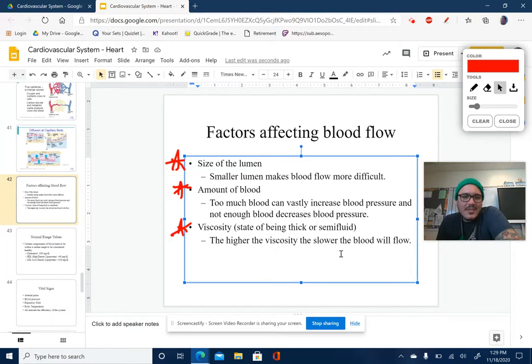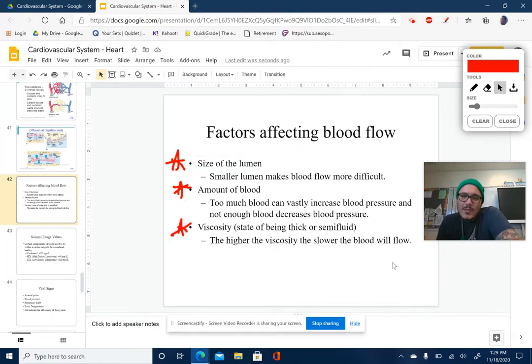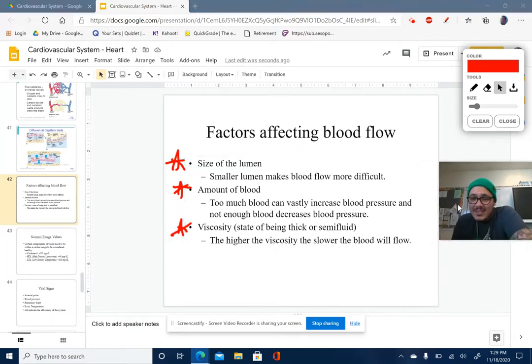The higher the viscosity, the slower the blood will flow. That's what we end up observing. So if it's more viscous, it's going to be even slower to flow along. How do you affect the viscosity of blood? It's mostly water. Just make sure you're drinking adequate amounts of water.